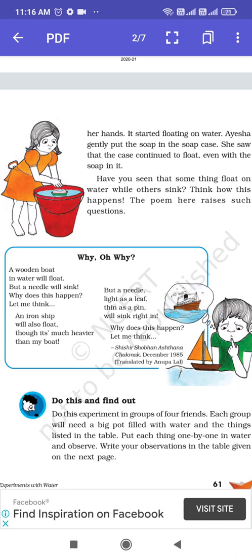Now what do we mean by buoyant force? Beta, buoyant force is the force which pushes an object upward, which pushes an object upside. That is called buoyant force. So the more salty the water is, the more buoyant force there is, right?